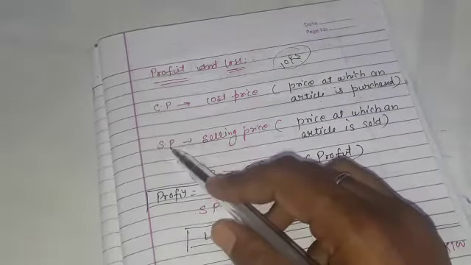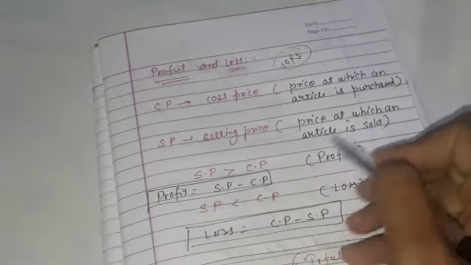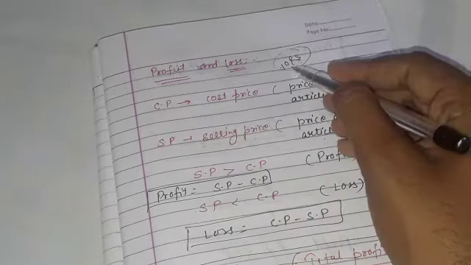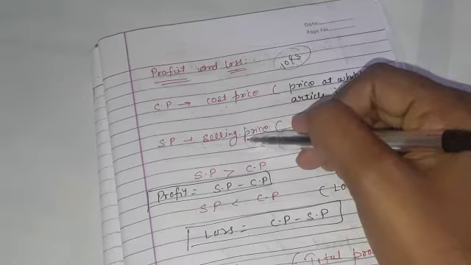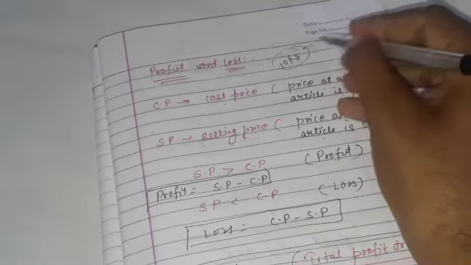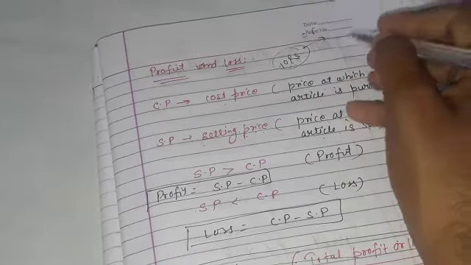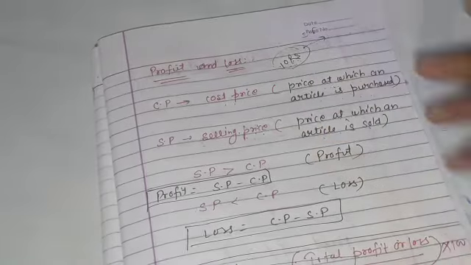And if I am talking about SP, the meaning is selling price. The price at which any article is sold is called the selling price. For you, 10 rupees is the cost price, but for the seller or shopkeeper, 10 rupees is the selling price, because the shopkeeper gives you this pen for 10 rupees. So for you, 10 rupees is CP, but for the shopkeeper, that is the selling price.